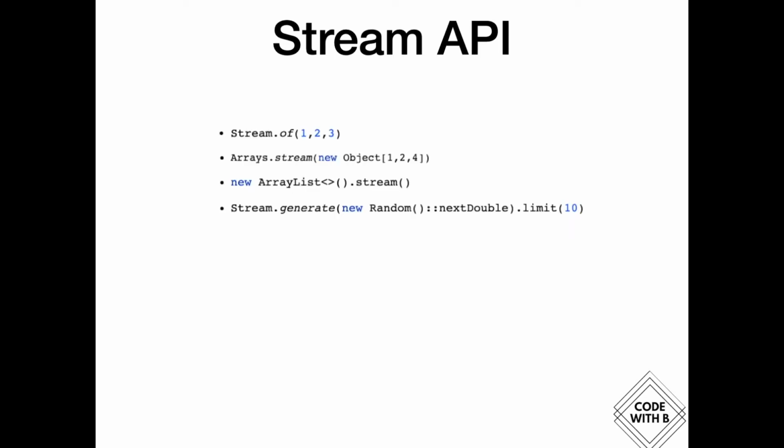How can we convert our source into stream? For that, there are different APIs. If you have some objects and you want to create a stream from it, you can use the of method of Stream and pass your objects to it. It will give you a stream of objects.